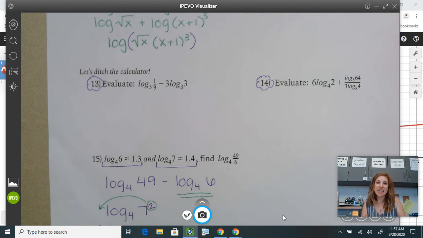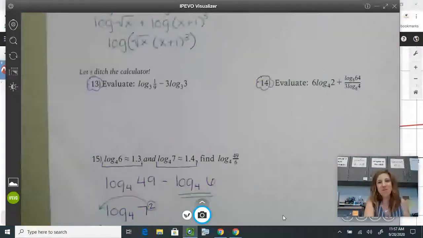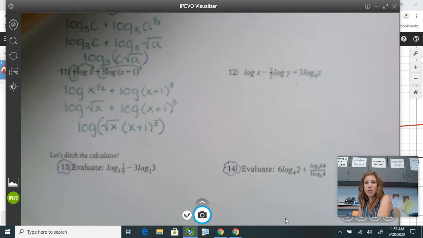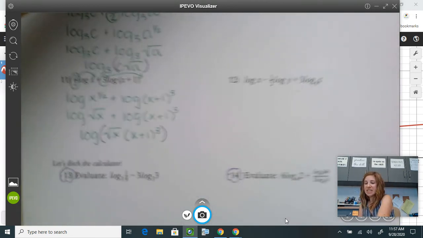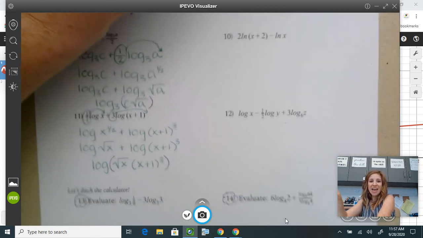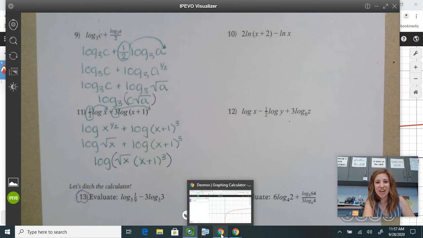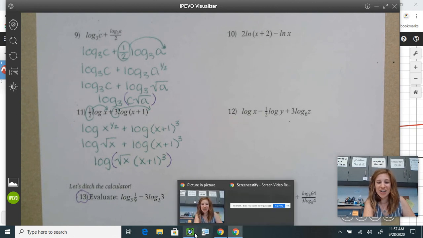The answers are in the answer key for notes 1.3, but please, when I see you on Friday, make sure you ask questions if you have them. So at this point, you should be completing the two expanding problems that are left, 10 and 12, as well as challenging yourselves to evaluate 13 and 14. Good luck.